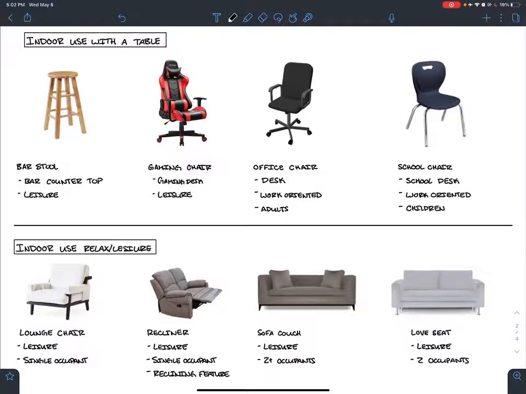The love seat and the sofa are even more closely related in that both accommodate more than one occupant. The sofa can accommodate 2 to 4 people, while the love seat can only accommodate a maximum of 2 people. These 2 species of chairs share a common ancestor at internal node 6.